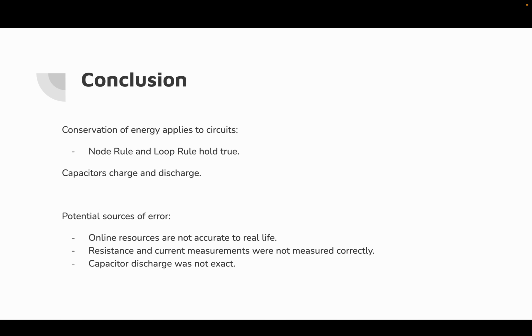In conclusion, we can say that the conservation of energy principle applies to circuits due to node rule and loop rule. We can also see that capacitors charge and discharge. Some potential sources of error for this experiment include online resources that are not accurate to real life, resistance and current measurements might not have been measured accurately, and finally, the capacitor discharge time might not be exactly what you would expect in real life.